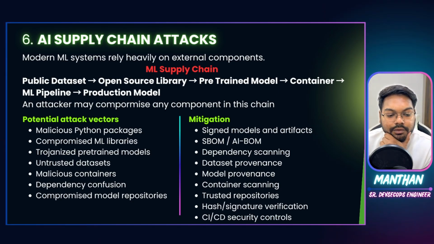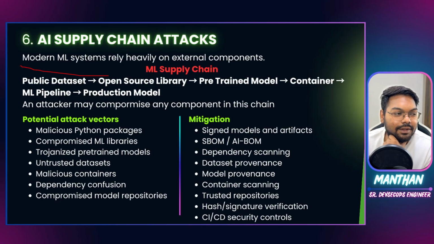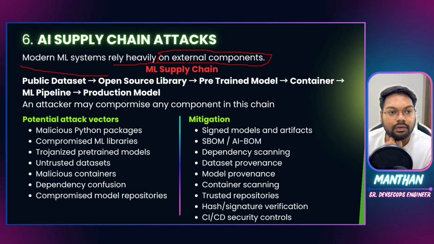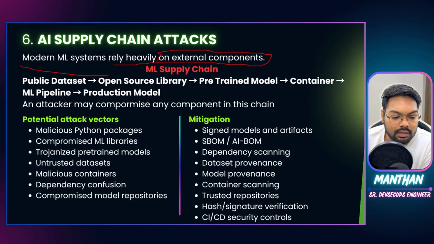Next is AI supply chain attacks, wherein modern machine learning systems rely heavily on external components. So libraries, third-party libraries, software, then Docker, Kubernetes, or EC2 instances, compute mechanisms, something like that. So let's see what things are there in the ML supply chain.